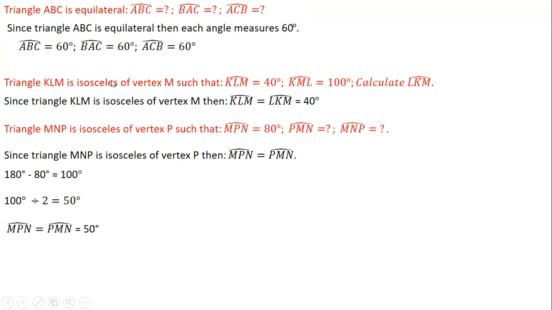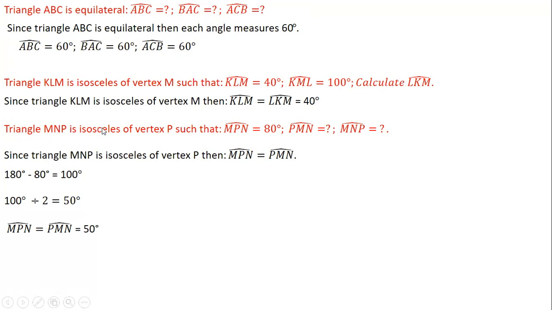Triangle KLM is isosceles of vertex M. What do we mean by isosceles? It has 2 equal angles. Who is the special vertex? It's M. So I go back to the name of the triangle to name the equal angles. If M is the special vertex, I hide it. So the equal angles are at vertex K and vertex L. MKL angle equals MLK angle. So I'm given KLM angle equal to 40 degrees. So both angles are equal to 40 degrees. I found LKM is 40 degrees.